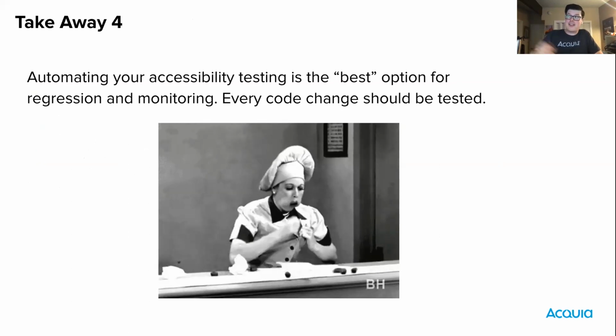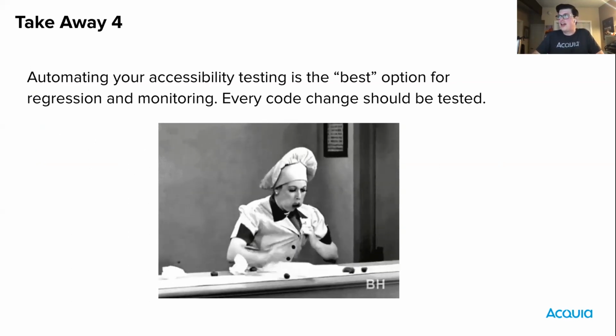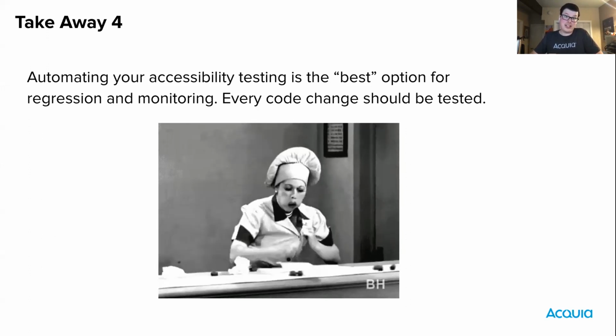And again, last takeaway, you know, automating it is the best option for monitoring for regression. Every code change should be tested, but don't forget about the manual testing. Automation is key, but it is not the only key.